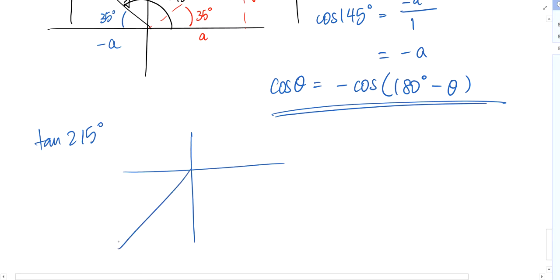Okay, I heard somebody say quadrant number 3. So this is 215 degrees. But what has it got to do with our original question, 35 degrees? The basic angle is 35 degrees. Good. This is 35 degrees. So draw a dotted line again.